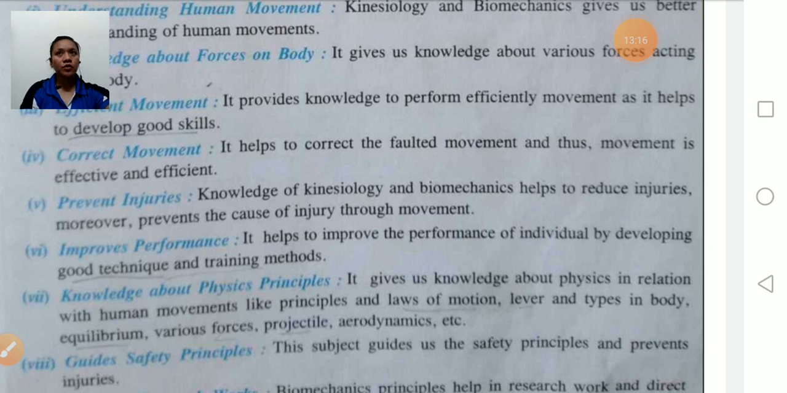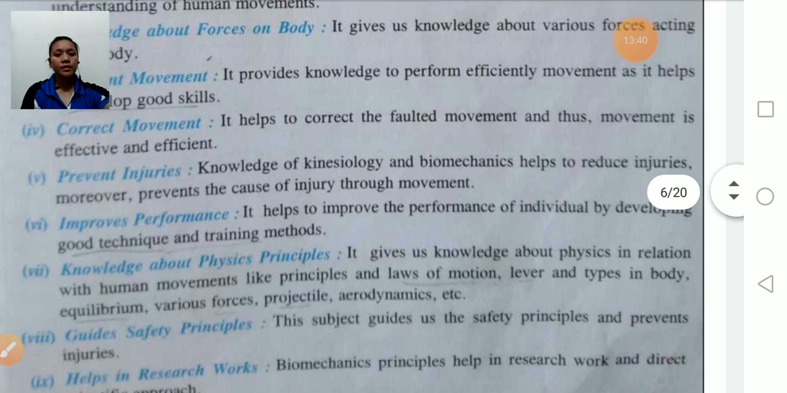With the help of kinesiology, we study human movement. We get knowledge about movement. By understanding human movement, we can correct our faulty movements and help for effective and efficient movement.